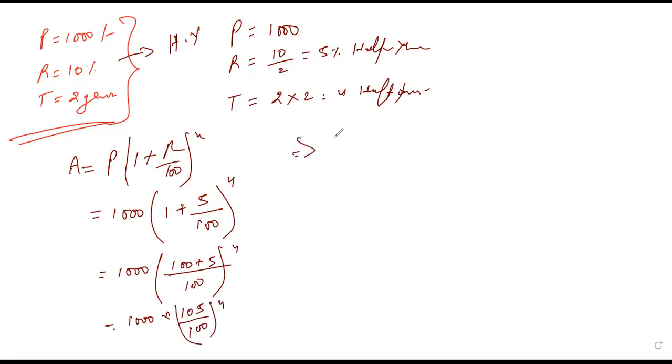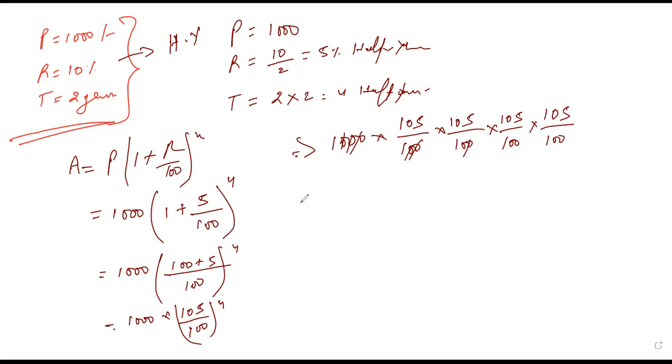Now you split this one. So it is going to be 1000 into 105 by 100 into 105 by 100 into 105 by 100, and similarly one more, 105 by 100. So you just cancel these zeros. So 2 and 3 zeros can be cancelled, and then later on you have to multiply. A lot of multiplication you have to do. When you multiply this whole and then divide it by this much, you will get the total principal, sorry, the amount over here.